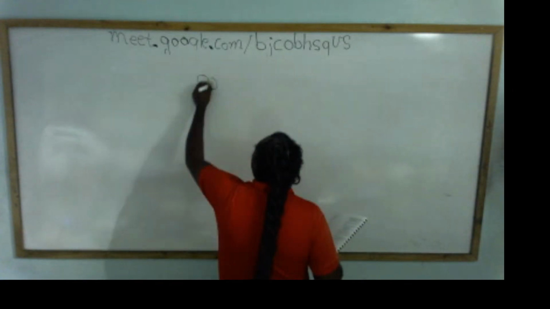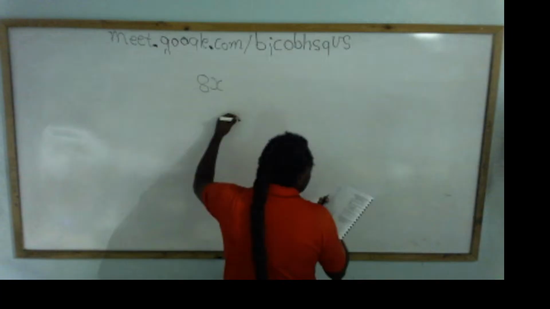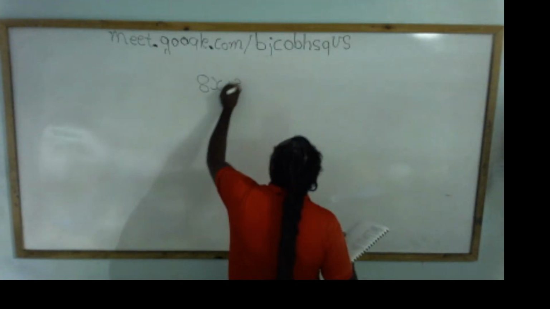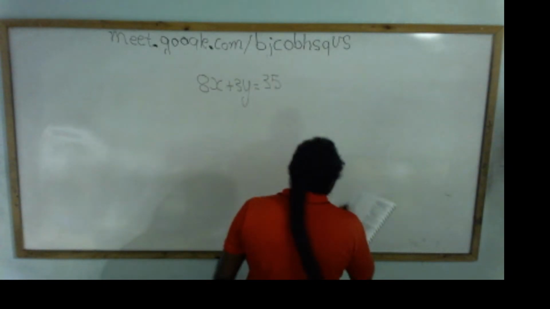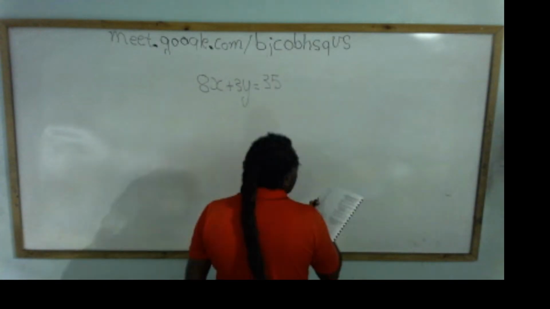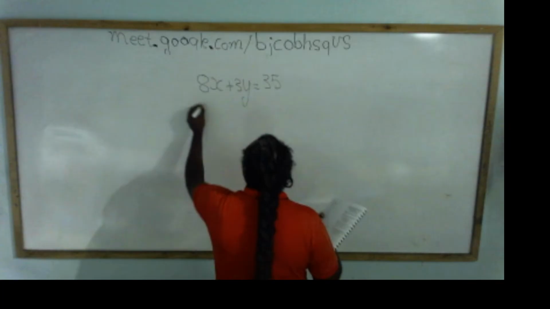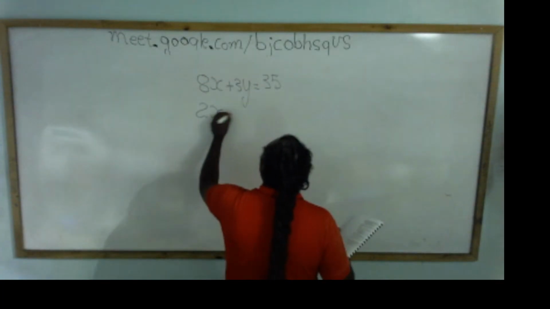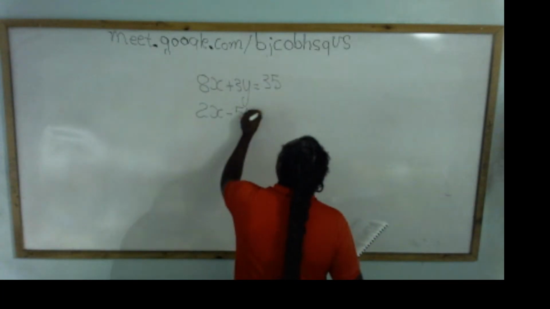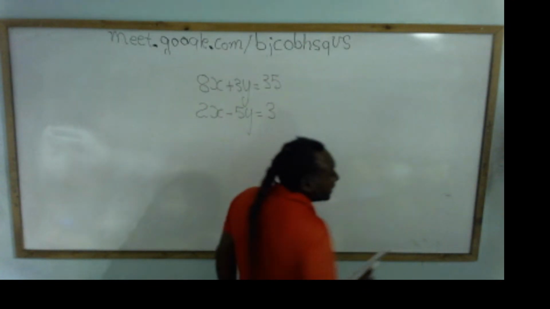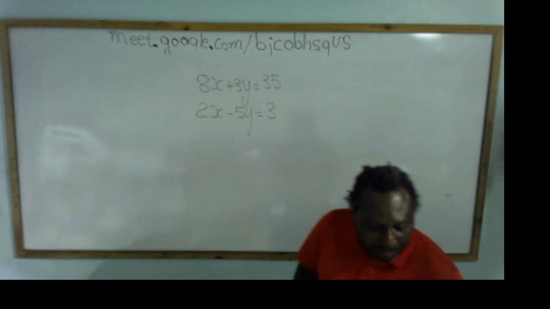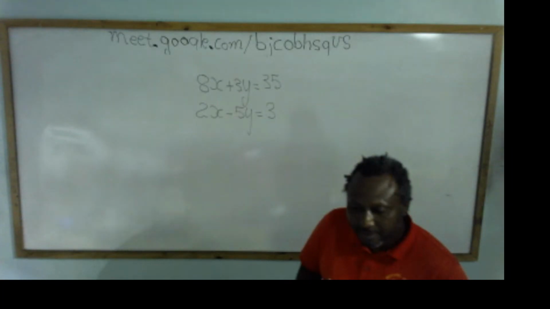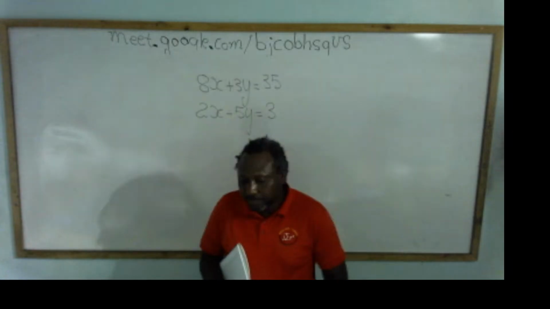So we have 8x plus 3y is equal to 35, and 2x minus 5y is equal to 3. Of course, we need a brighter marker or an additional marker. I think I'll take an additional one. I have them all the way right here. Okay, let's go.